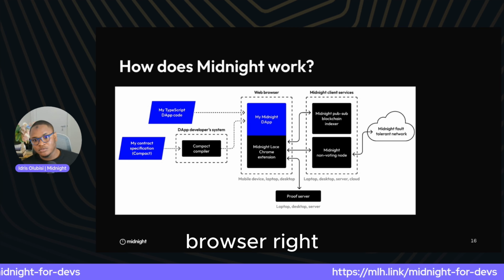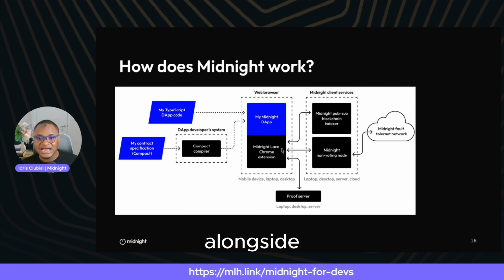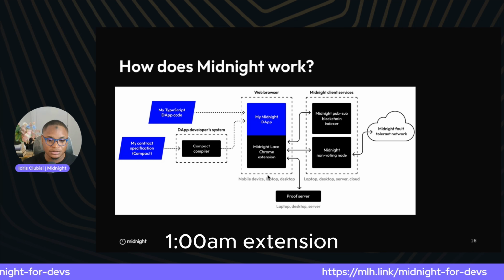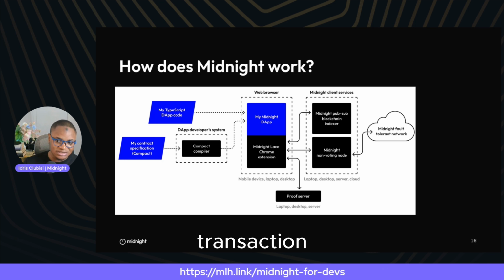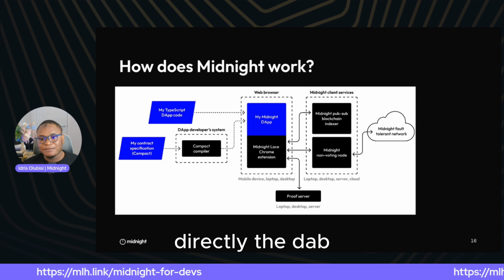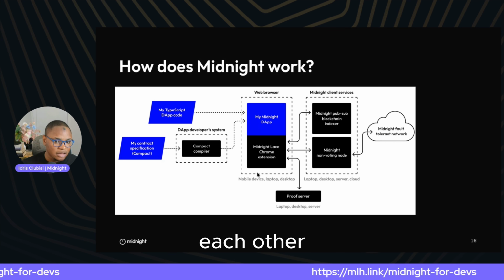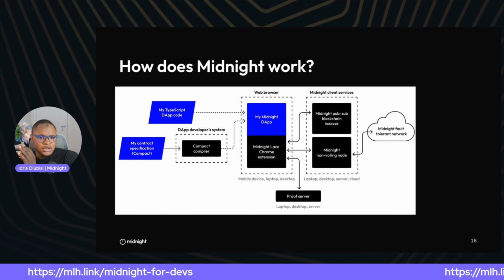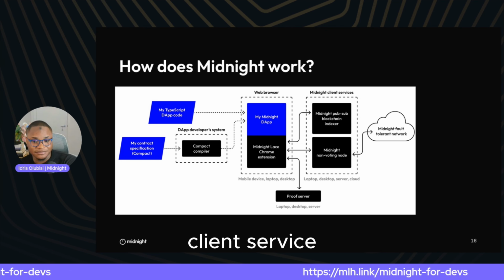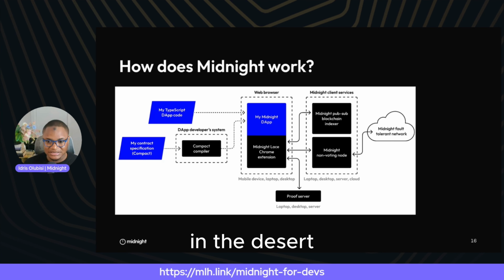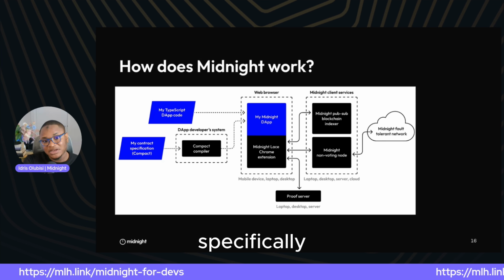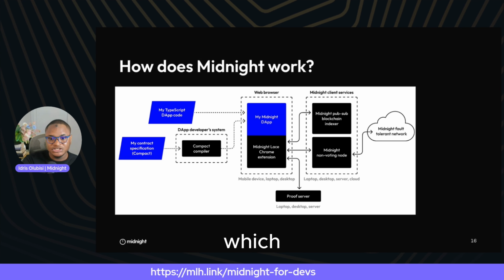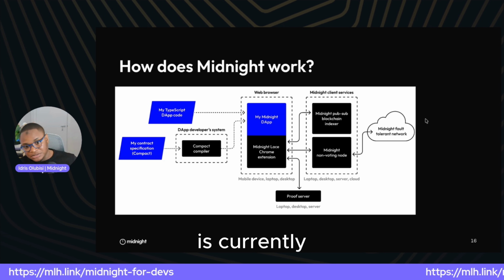And then in the middle, where we have the web browser, that is the user's browser, right? The dApp runs there alongside Midnight, let's say any extension. We have Lace, we have the 1AM extension. It holds the user's keys, they can sign transactions and manage identity directly. The dApp and the wallet talk to each other locally. And then on the client side, which is my right-hand side here, that is where you have the Midnight client service, where there's a pub-sub blockchain indexer, and that's how the dApp learns specifically about the new state on-chain, and if there's any non-voting node, which gives the dApp a live view of what the chain is currently doing.